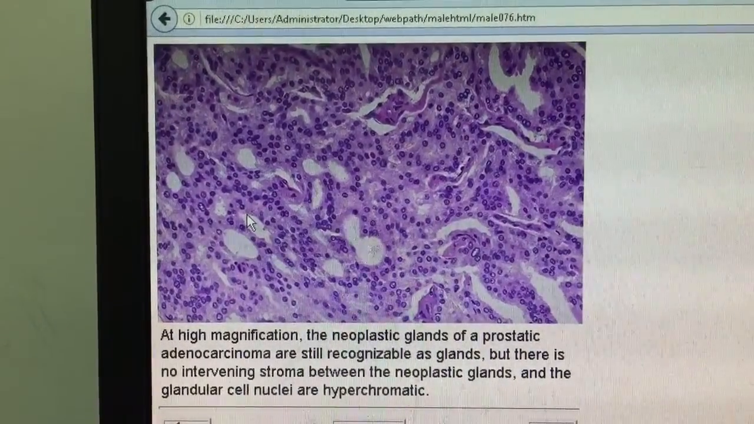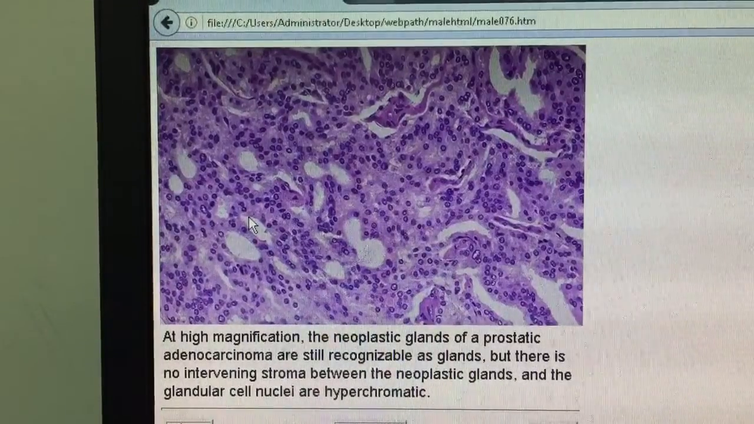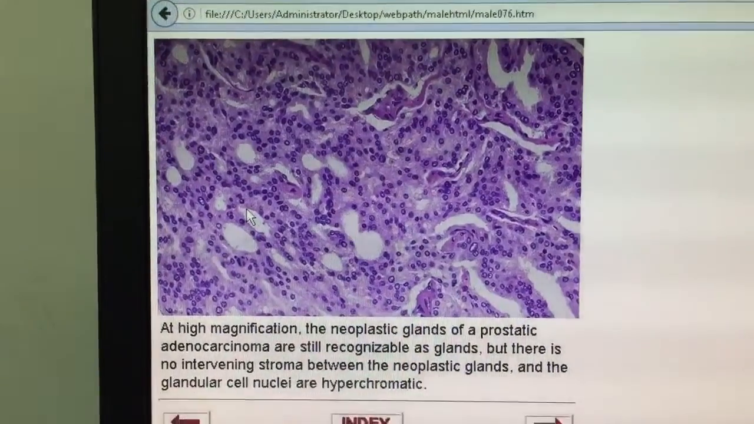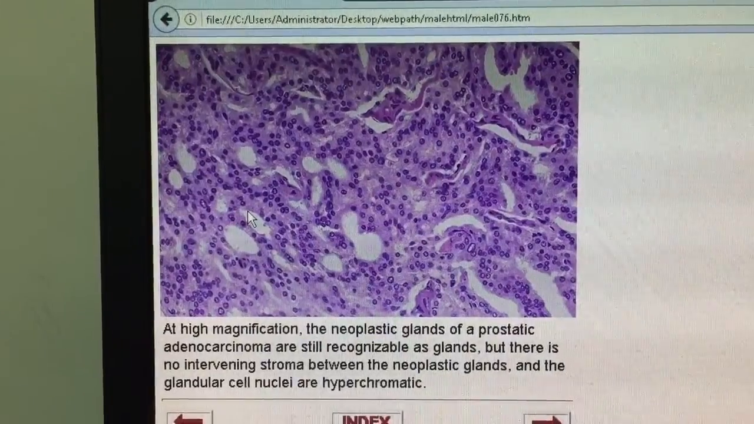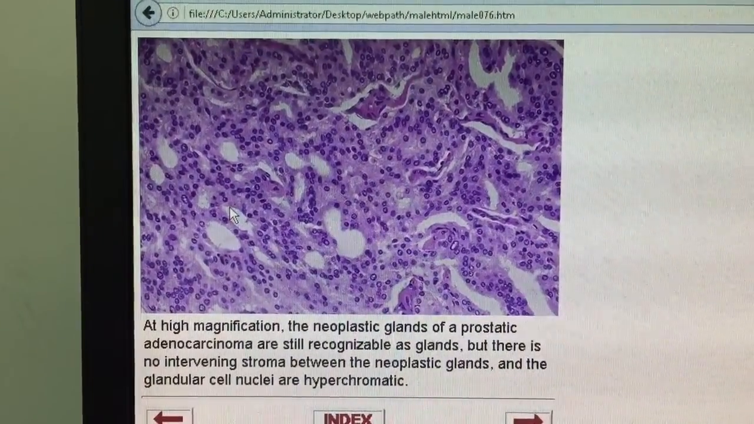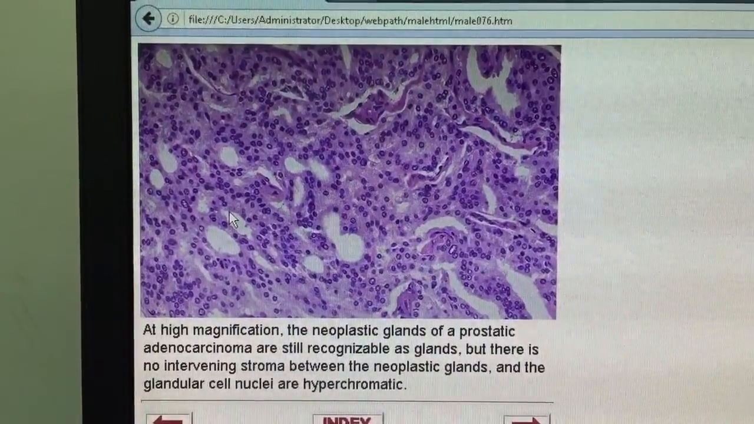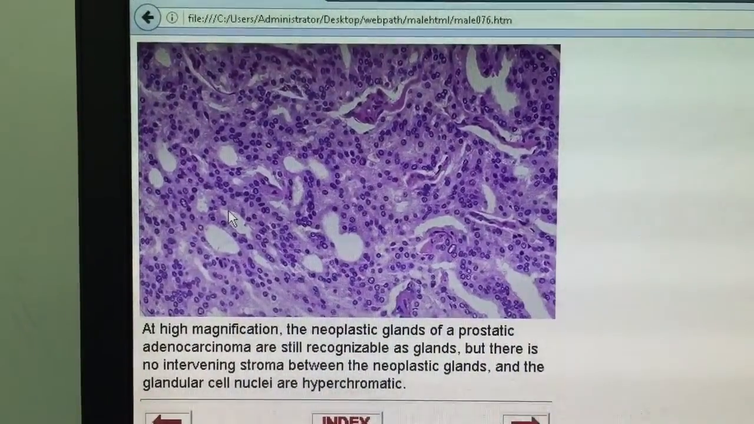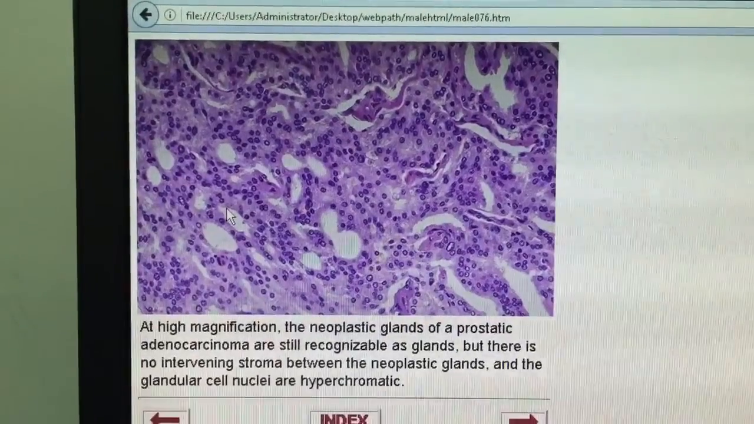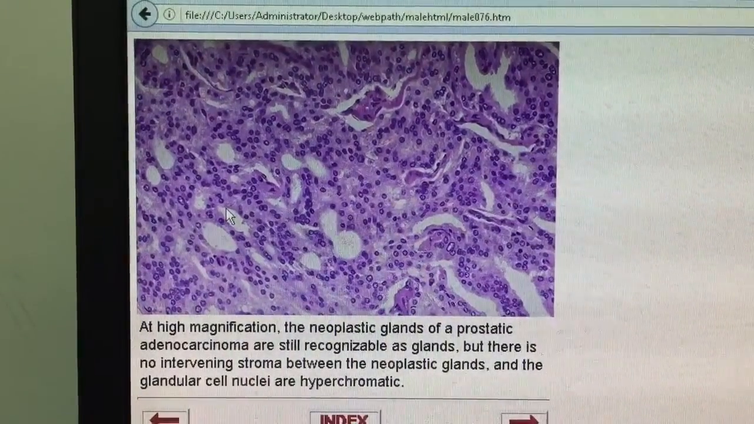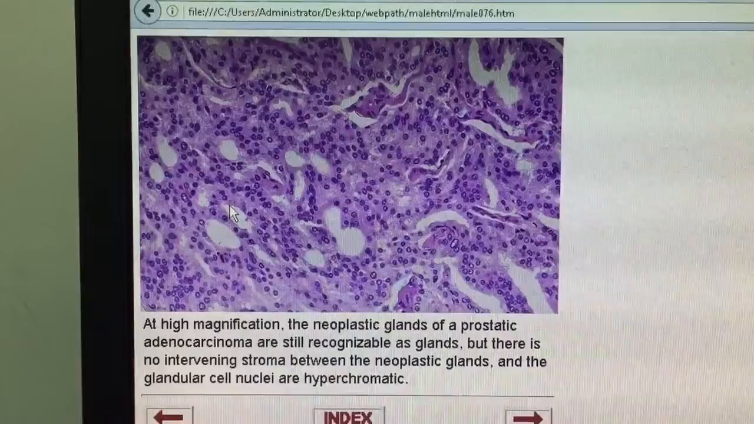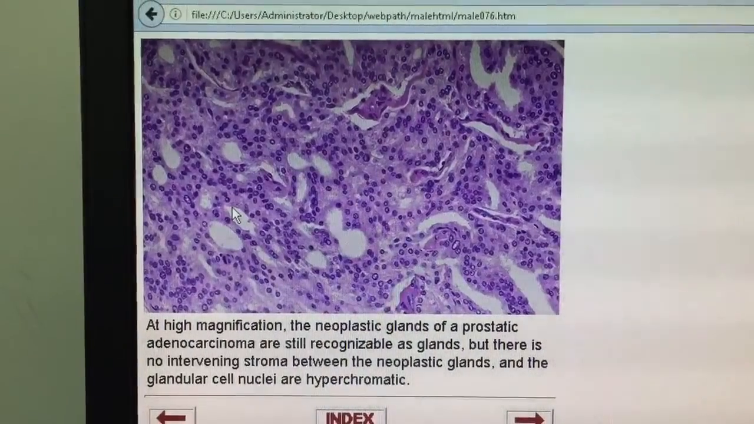The Gleason grade has two parts: a first digit and a second digit. The first is the most common pattern, the worst, and the second is the second most common. For example, 3 plus 3, 3 plus 4, 4 plus 3. Which is better, 3 plus 4 or 4 plus 3? The first, because in 3 plus 4 the most common pattern is 3, whereas in 4 plus 3 the most common is 4, which has a worse prognosis.